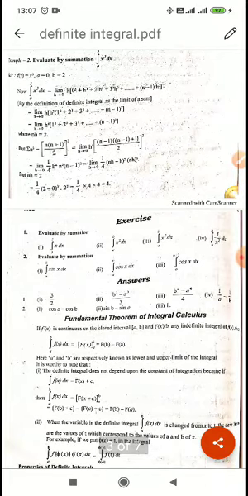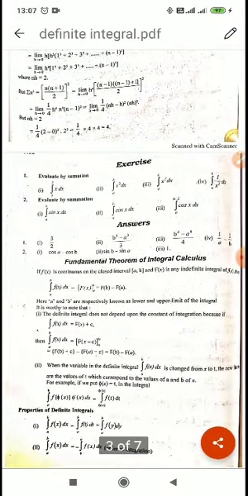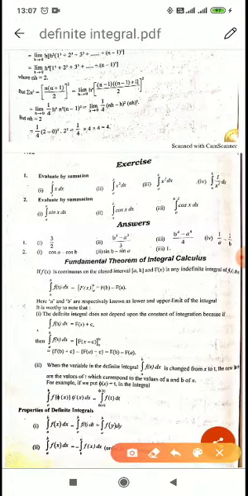Same thing you can do for x into dx. See, I am going to solve a few of these questions and you go for the next one. See here, x into dx, lower limit is 1, upper limit is 2. So the question is given: integration from 1 to 2 of x into dx.